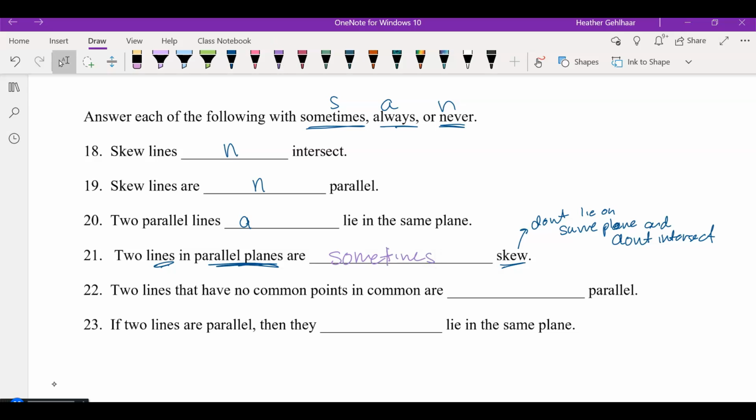All right. Then next we have two lines that have no points in common are blank parallel.